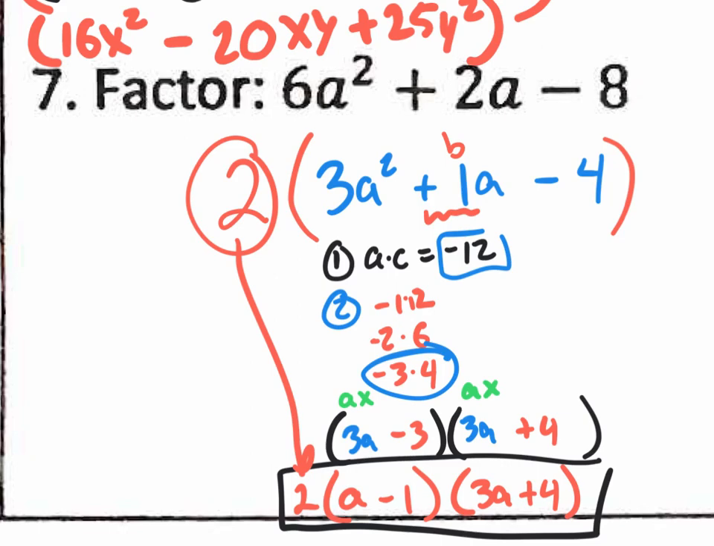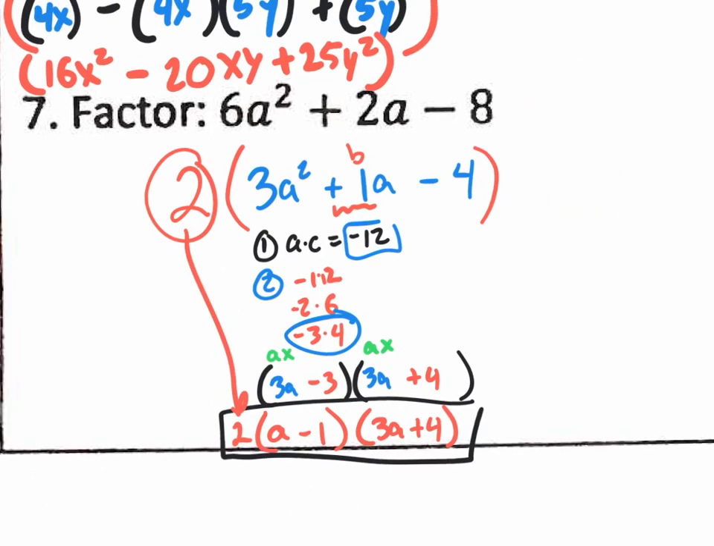So on your multiple choice answers, I'm probably going to say which one of these is a factor. And if you see the 2 and you see the a minus 1 and you see the 3a plus 4, circle all of them. If you don't see any of them, put none of these. If you only see one of them, circle one of them, so on and so on. So 2 is a factor. Yeah, you factored out that 2.